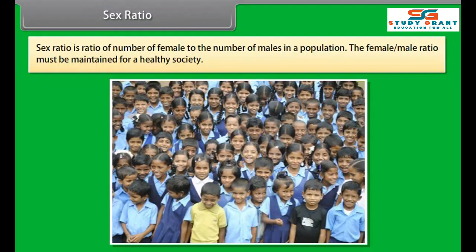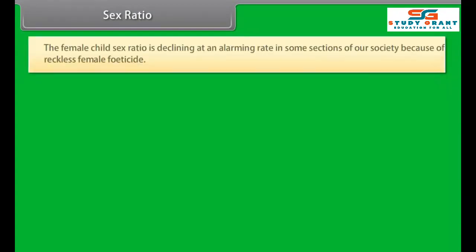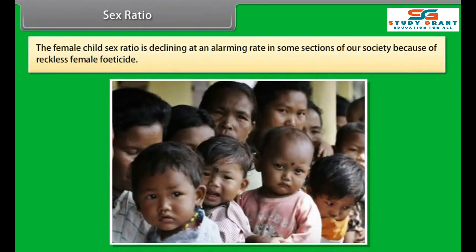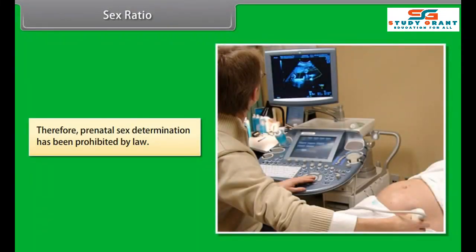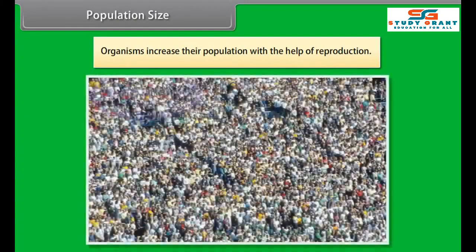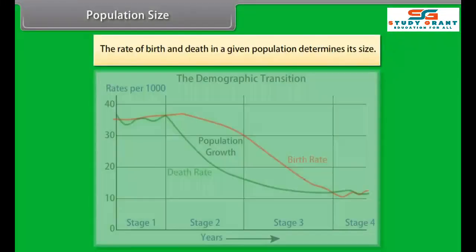Surgical methods. In surgical methods, a small portion of the vas deferens in the male is removed or tied. It is known as vasectomy, so that the vas deferens is blocked, and sperm transfer will be prevented. In the female, the fallopian tube is surgically removed or tied. It is known as tubectomy, so that the egg will not be able to reach the uterus, thus fertilization will not take place.